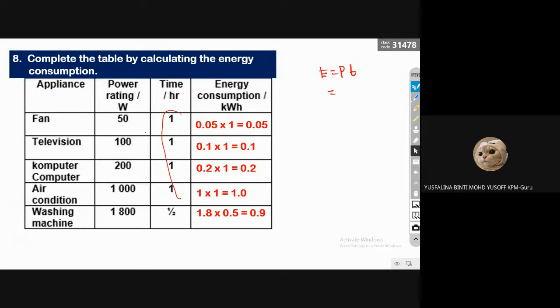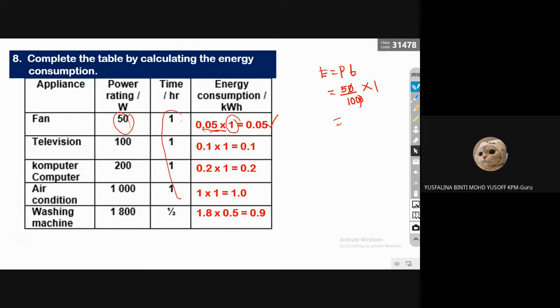So this one is 50 watt. But as I said just now, if you want to calculate your bill, you need to change it to kilo. How to change to kilo? Divide by 1000. So you get 0.05. Then for the time, it is already in 1 hour, so no need to change. Just multiply by 1, you get 0.05.